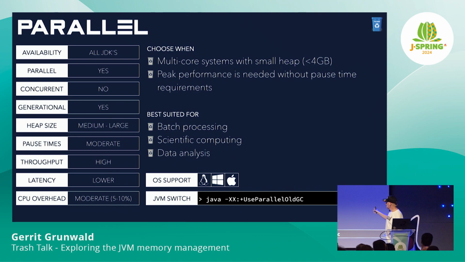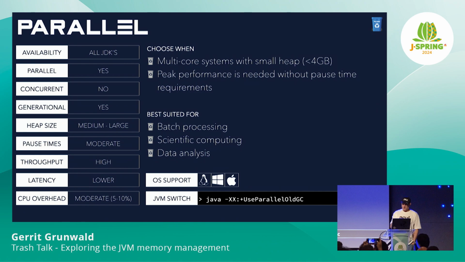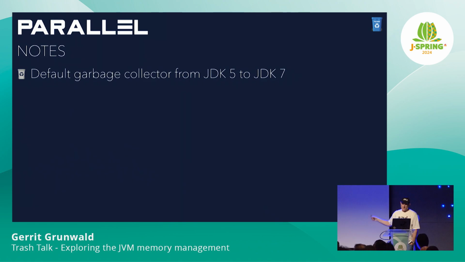And it's still a really good collector, especially when you do batch processing, scientific computing, data analysis. If you need peak performance, it's just good, but you still have stop the world pauses. Have to keep that in mind, right? And the CPU overhead is also low. So it's quite a good collector if you're aiming for throughput. Okay. So that was the default garbage collector from JDK 5 to 7.